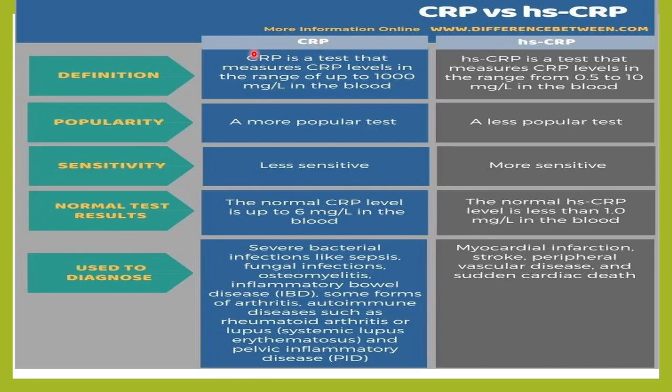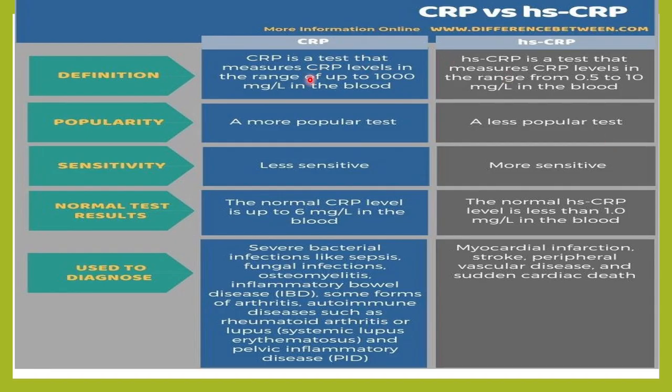The CRP test measures CRP in a range up to 1000 milligram per liter, whereas hs-CRP is very sensitive. It will detect a very low rise in the CRP. That is why it is highly sensitive. The most commonly done and well-known test is CRP. hs-CRP is becoming popular in recent times, but it is not as popular as CRP.